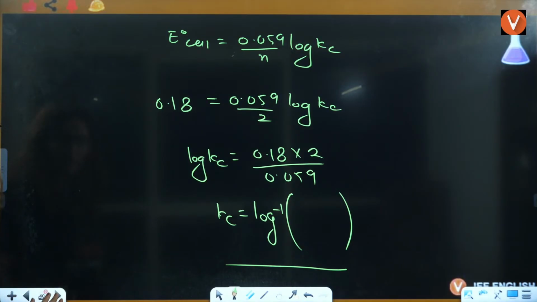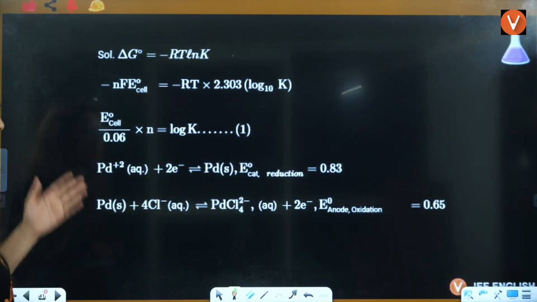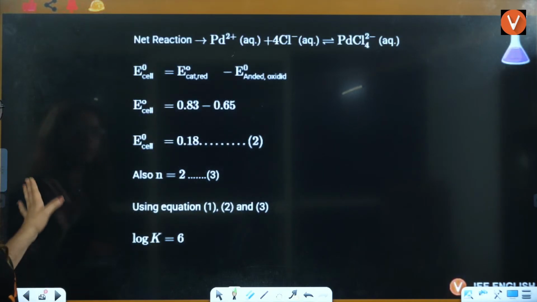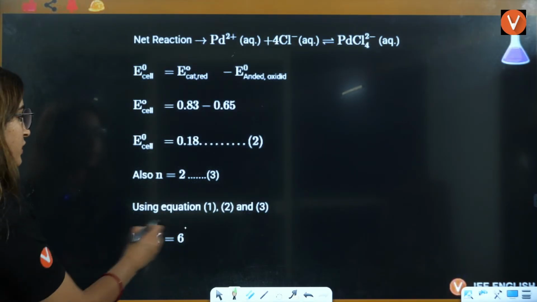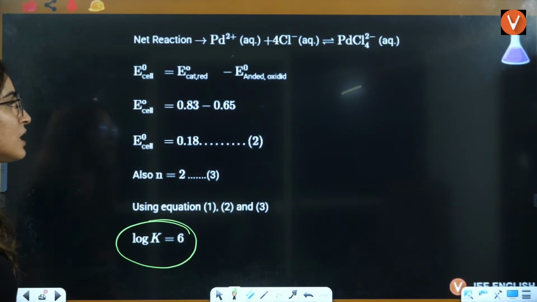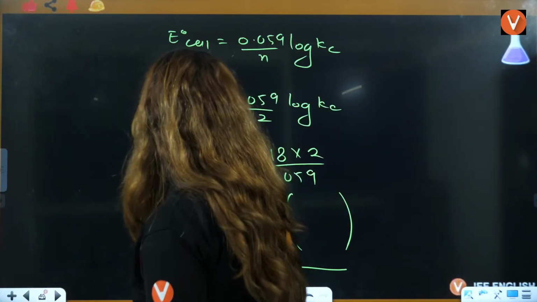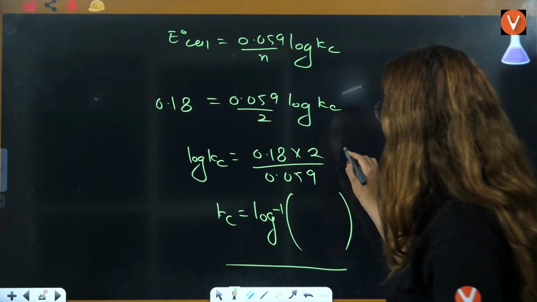Beta, by solving questions, you get rid of the problems. I've already told you how to solve this. Log K will come out to be 6 after solving. Now see, after solving this, they are saying that it is coming out to be 6.